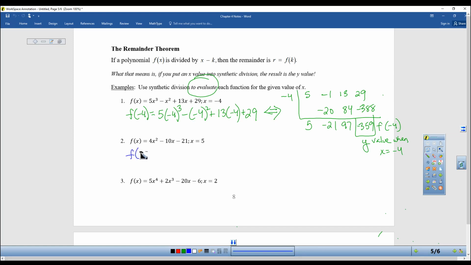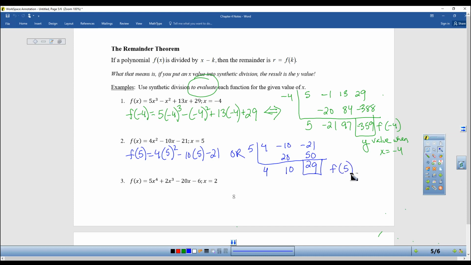So your choices are f of 5, which is 4 times 5 squared minus 10 times 5 minus 21, or putting a 5 into here, 4, negative 10, negative 21, add, multiply, add, multiply, add, 29. So the function, if you plug in a 5, will give you 29. So if you did this math, you would get 29.